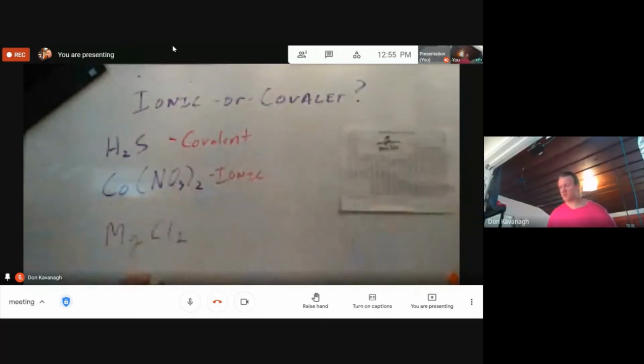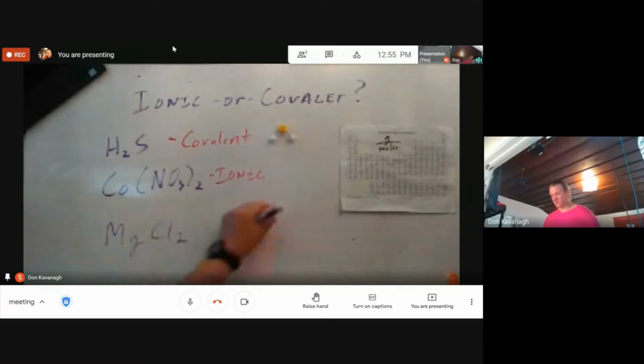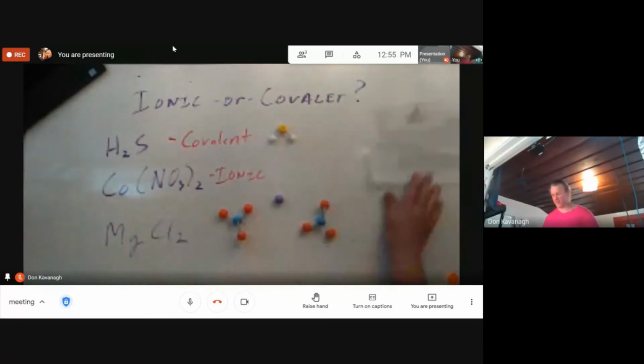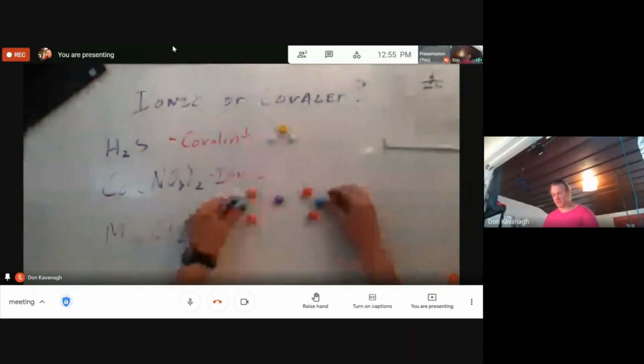This is a little model meant to show H2S. Noticing it's a bent configuration, the sulfur in the middle, and the two hydrogens kind of poking out like that. Looks a lot like a model of water, H2O. Just its geometry, it's flat, right there. This ionic compound, cobalt nitrate, here we have a cobalt atom, and here are the two NO3s. And they're going to position themselves something like that.